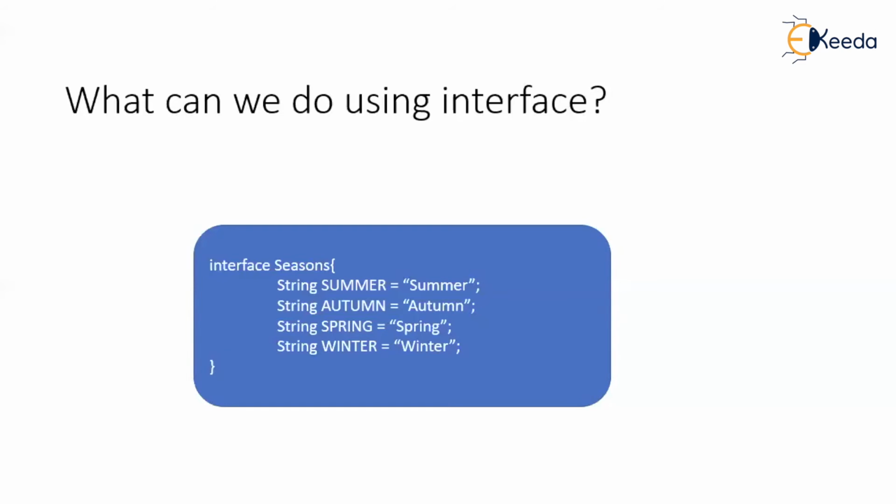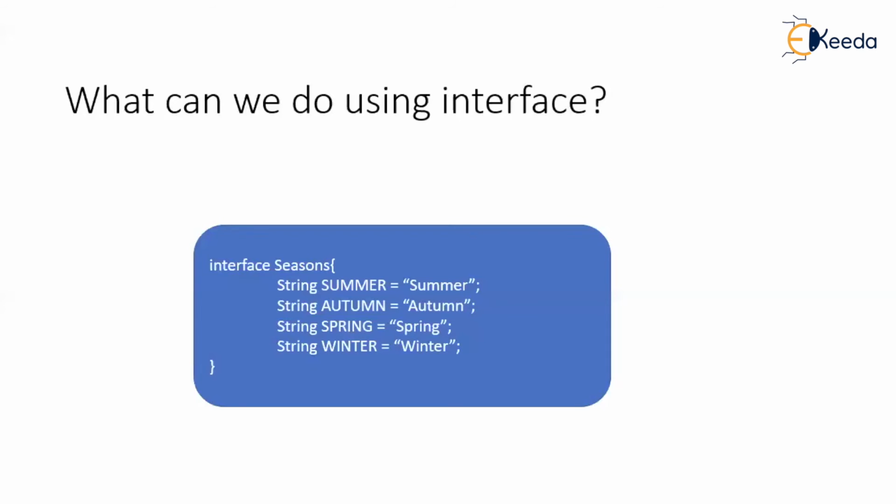Now, take any random class, for example, country is a class and I want to specify the season specifications for a country. That class needs to implement this seasons interface so that it can use the constants which are available in this interface. Now, logically speaking, country class implementing seasons interface, is it a correct relationship? Is country a season? No. Country has seasons, right? We will specify seasons for a country, but country is not a season.